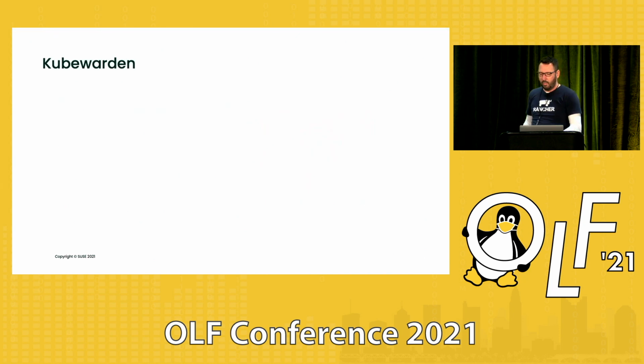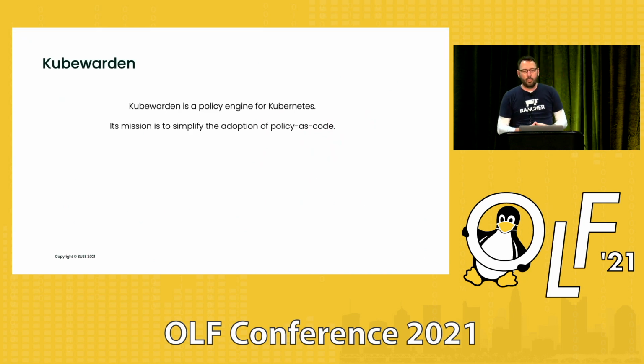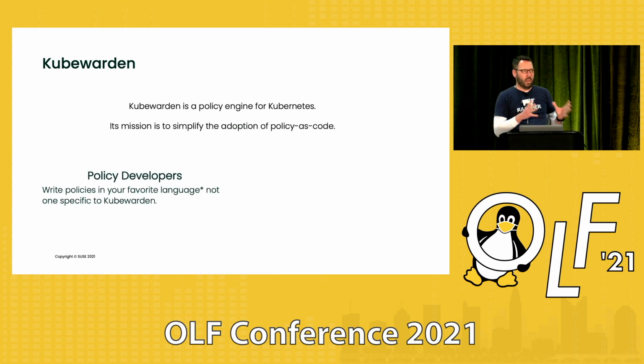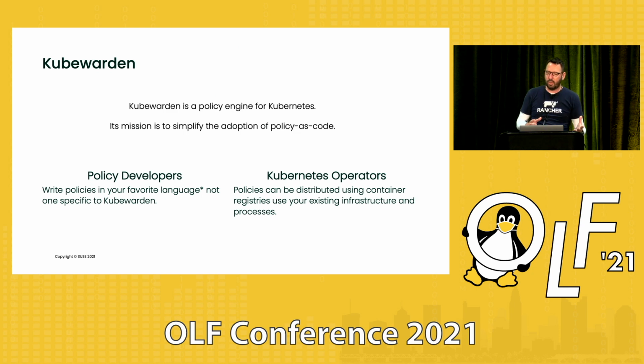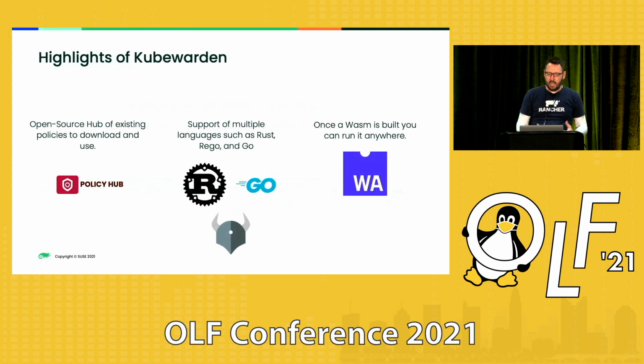So what is Kubewarden? Kubewarden is a policy engine, and its mission is to simplify the adoption of policy as code for Kubernetes. It has two main focused audiences. The first one is the policy developer, and we'll walk through what a policy developer does, and in the demo at the end, what a policy operator is. Writing a policy for Kubewarden is relatively easy, and you can bring your own language, which makes Kubewarden really cool. If you've ever used OPA, you can run that in Kubewarden.